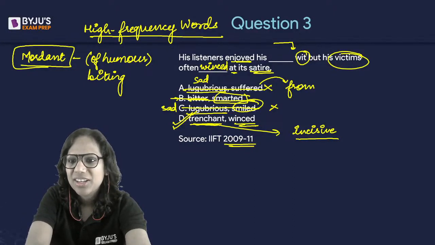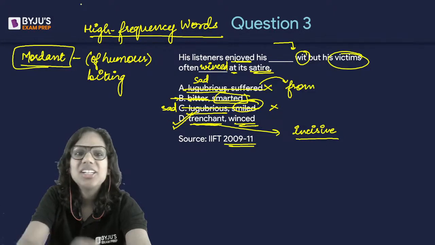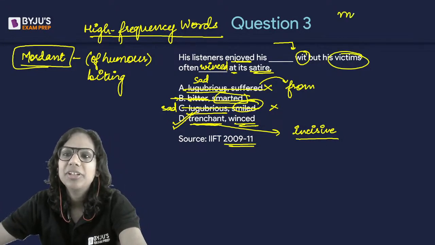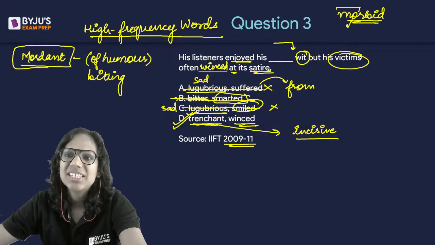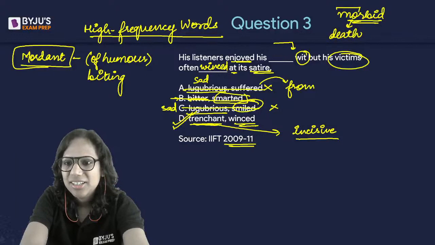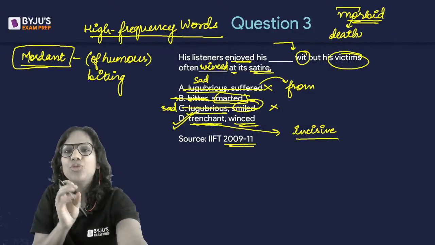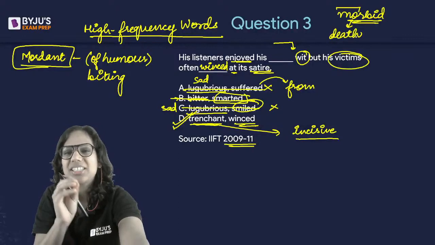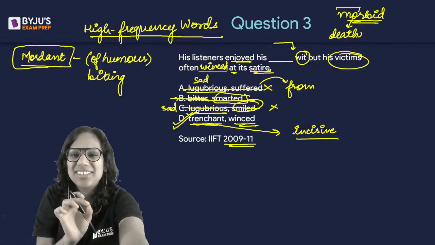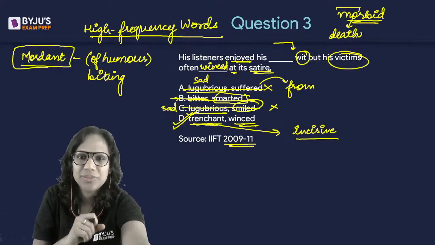No, no, no. Mordant is not related to death. That's morbid, where mor means death. Winced is when you make a shrinking movement because something is paining you. When you make this grimace, this sound, this is a wincing sound.